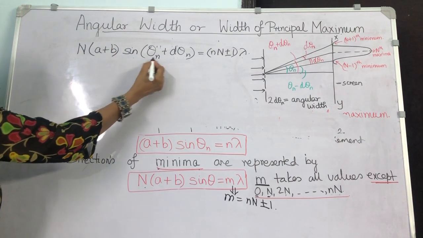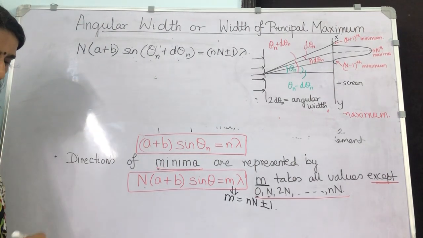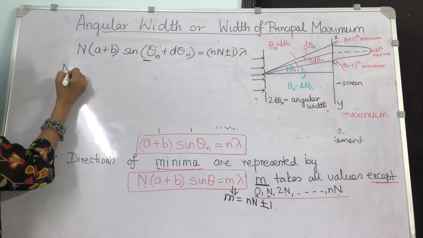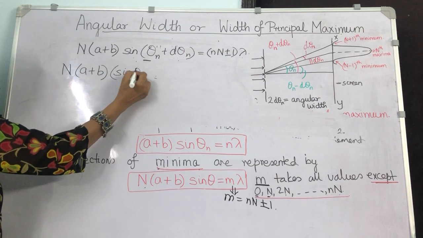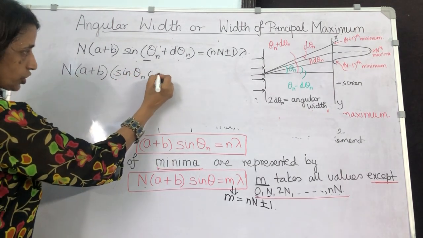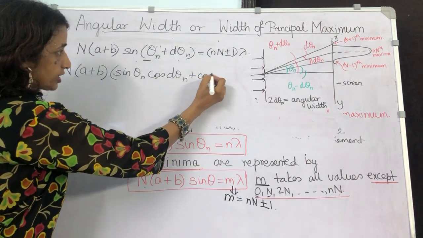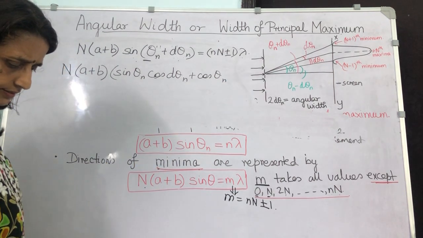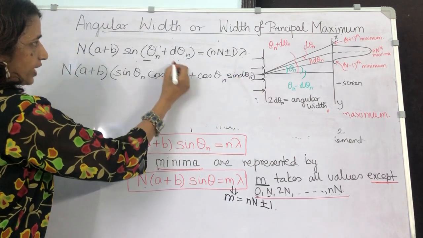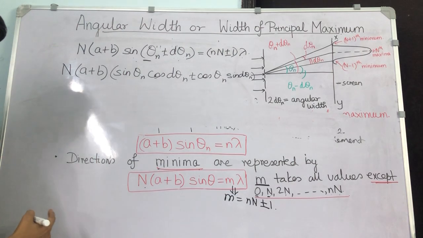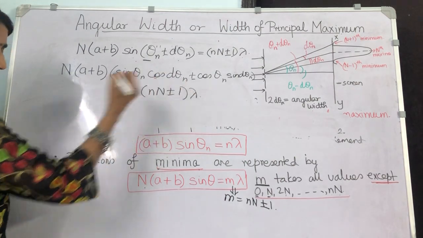We know from the formula sin(A+B) = sinA cosB + cosA sinB. So we open this expression and get N(a+b)[sinθn cos dθn + cosθn sin dθn]. You can also write it as plus or minus because it happens on either side. This value is equal to (nN ± 1)λ.